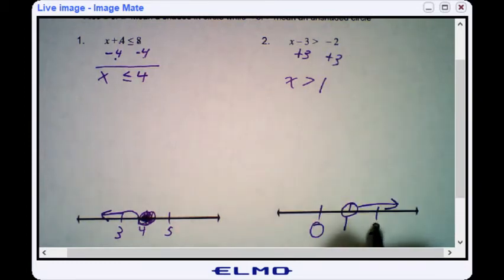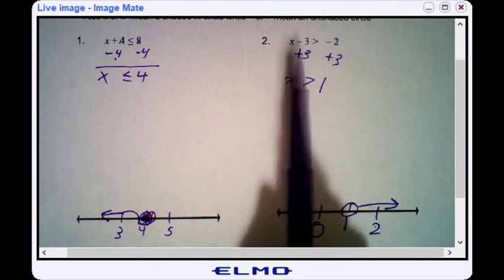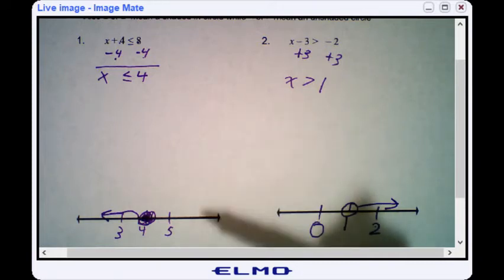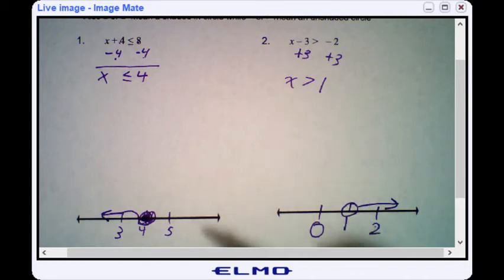If I take 2, 2 minus 3 is bigger than negative 2 because it's negative 1. If I take 1, though, 1 minus 3 is negative 2, and it says I can't equal it. I have to only be bigger than it. If I take 0, 0 minus 3 is negative 3, which is smaller, not bigger than negative 2.